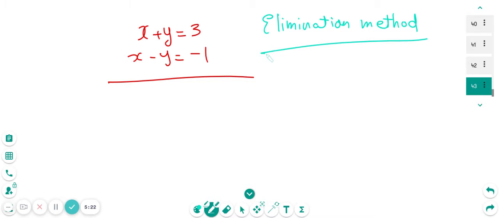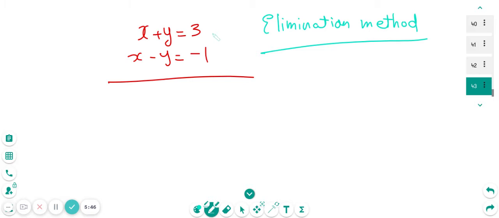So when we're talking about the elimination method, what happens is we're trying to eliminate one of the variables. So we're trying to get rid of one of the variables. We can get rid of x or y. Once we get rid of one of the variables, it becomes a linear algebraic equation with a single variable, and I think most of you are already aware how to solve that.